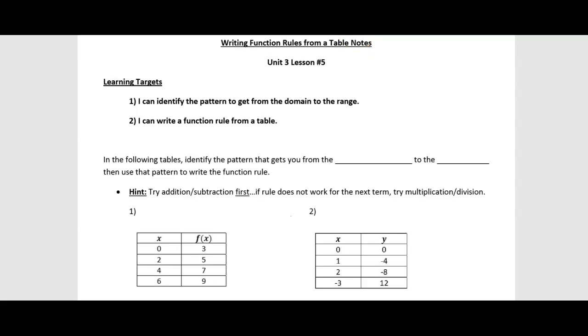Hello guys, today we're talking about writing function rules from a table, and then tomorrow we'll talk about word problems, but these are the last two lessons of this Unit 3, and then we'll move into our next unit.